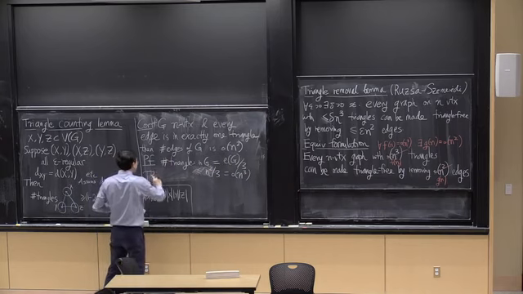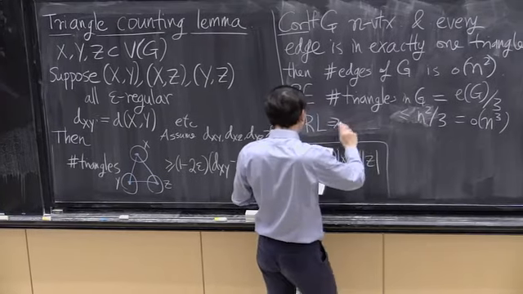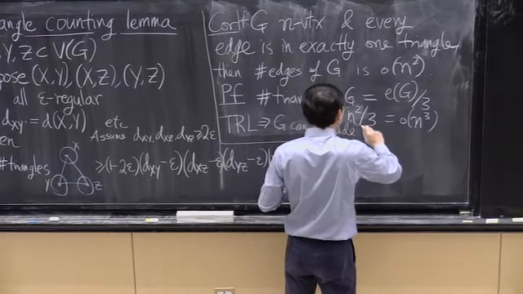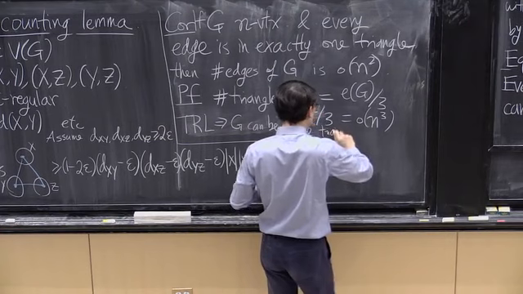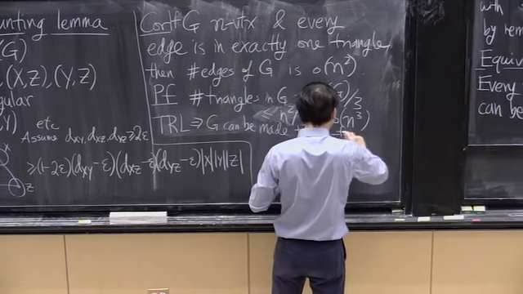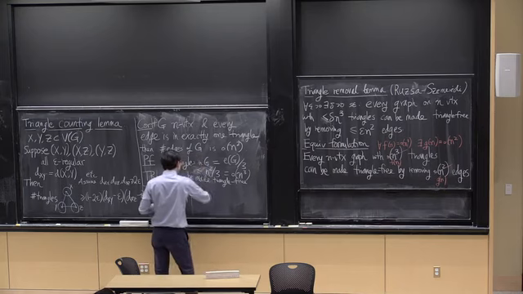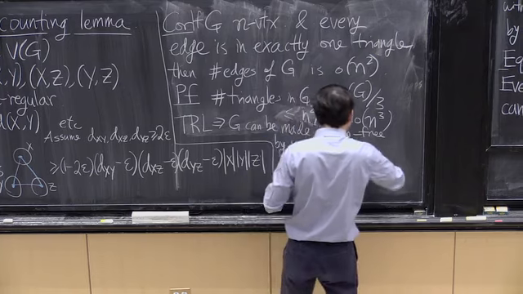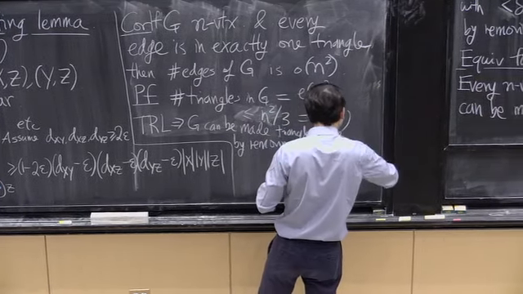And thus, the triangle removal lemma tells us that G can be made triangle-free by removing little o of n squared edges.